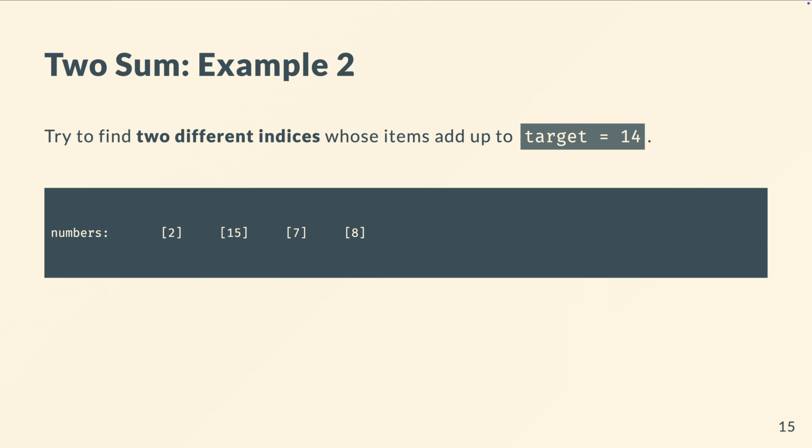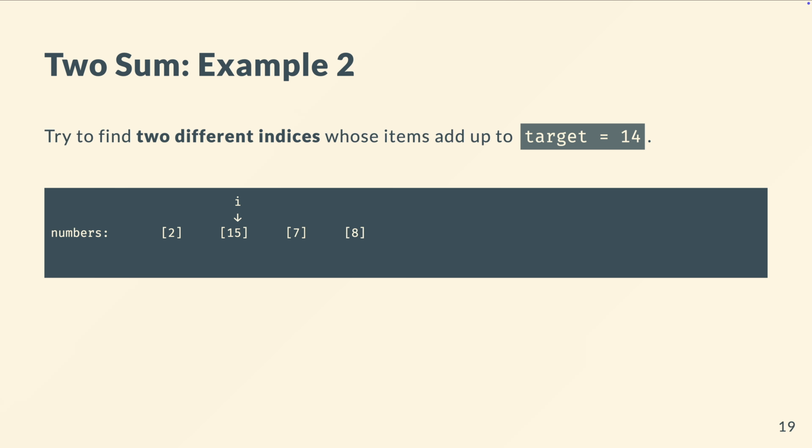Here's another example. The target is 14. It's different from the previous example. The number list remains the same. Point i to the first item, 2. Point j to the item after i. 2 plus 15 is not equal to the target. Move j. j points to 7. 2 plus 7 is not 14. Move j again. 2 plus 8 is not 14.